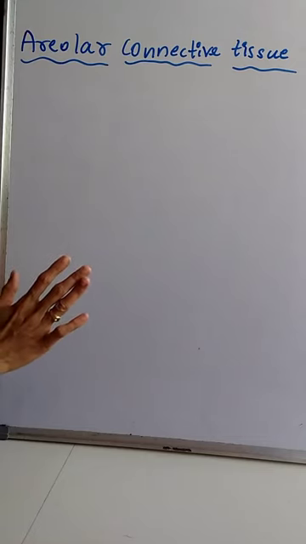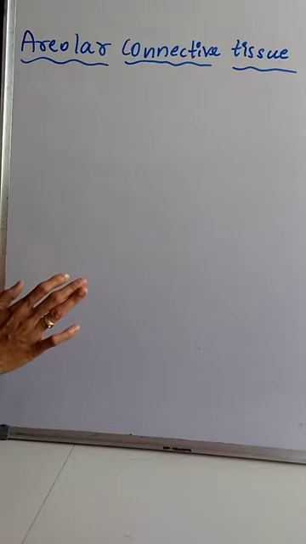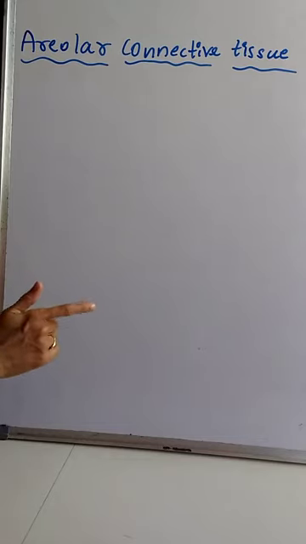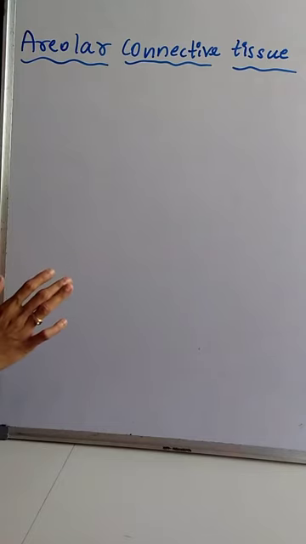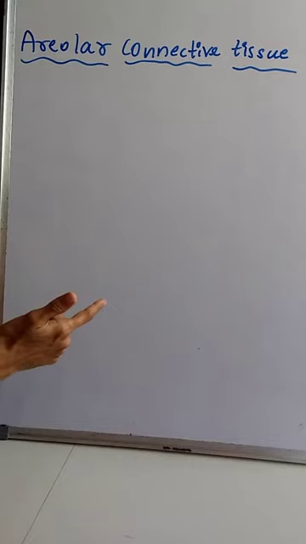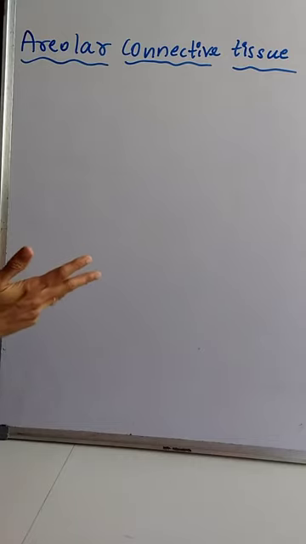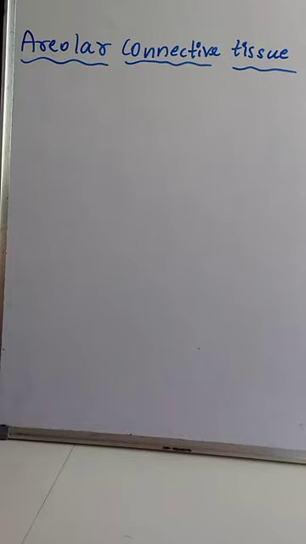The 3 types of fibers present in the areolar connective tissue are white fibers, yellow fibers and reticular fibers. Whereas the 5 types of cells present in the matrix of the areolar connective tissue are fibroblasts, plasma cells, mast cells, adipose cells and macrophages. The functions of all these cells we already discussed in the last class.